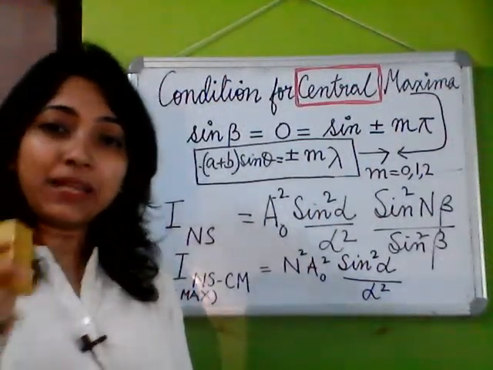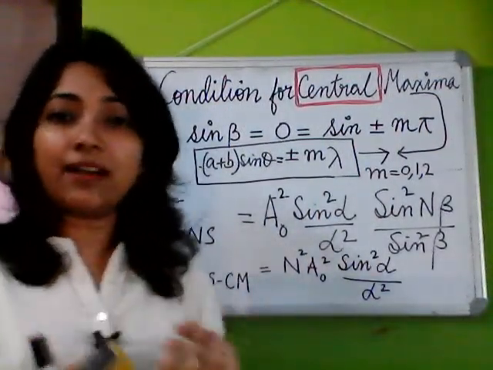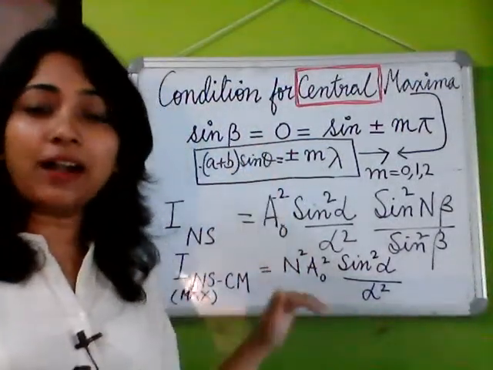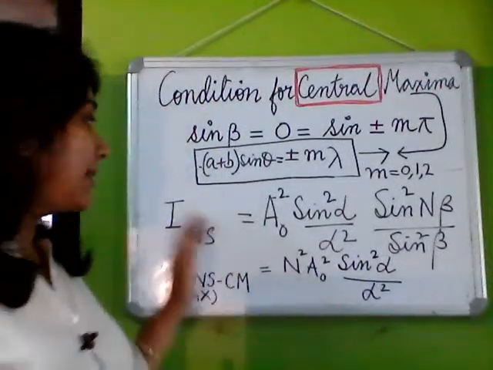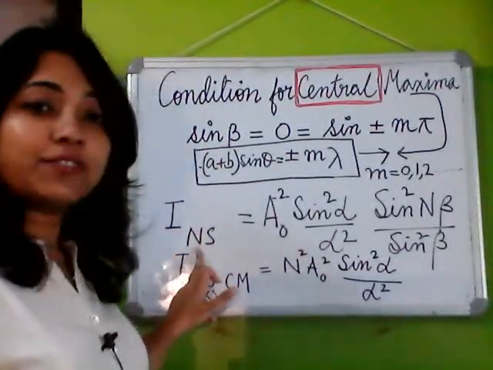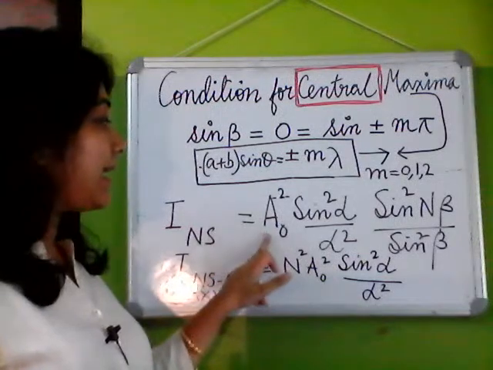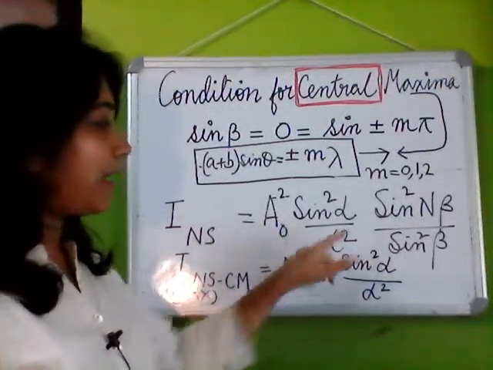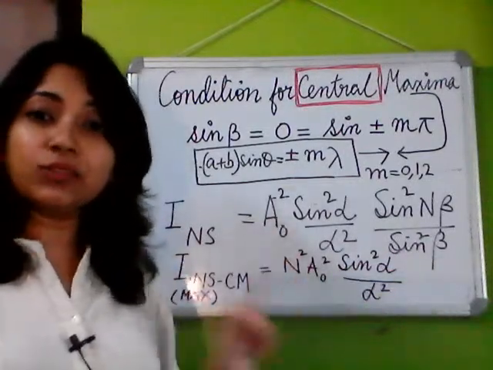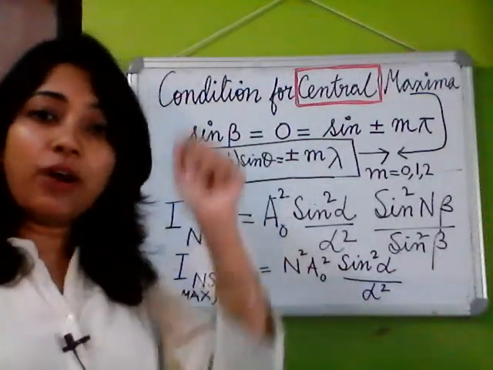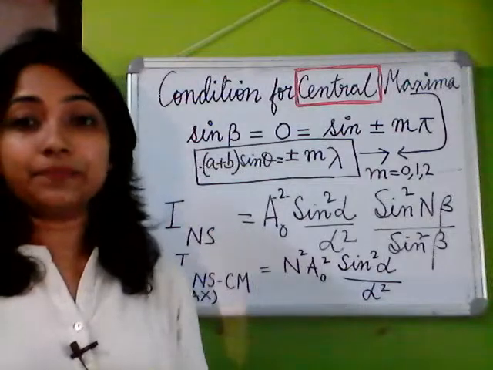Now, let us take a small recap of the last part that we have already done, because that is very, very important. We had calculated that the intensity due to n number of slits is given by A0 square sine square alpha by alpha square, sine square n beta by sine square beta. This is the so-called equation for N-slit diffraction intensity.